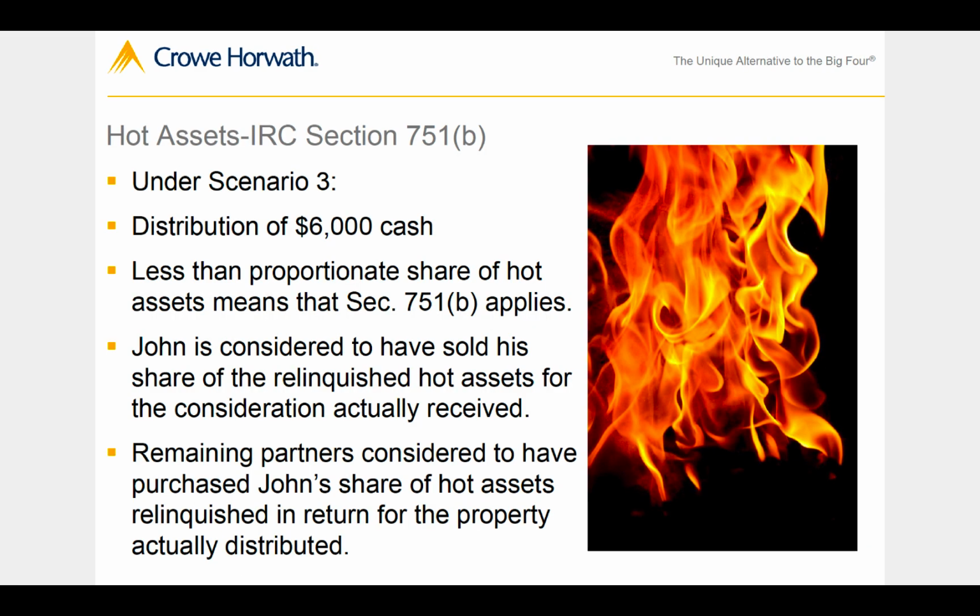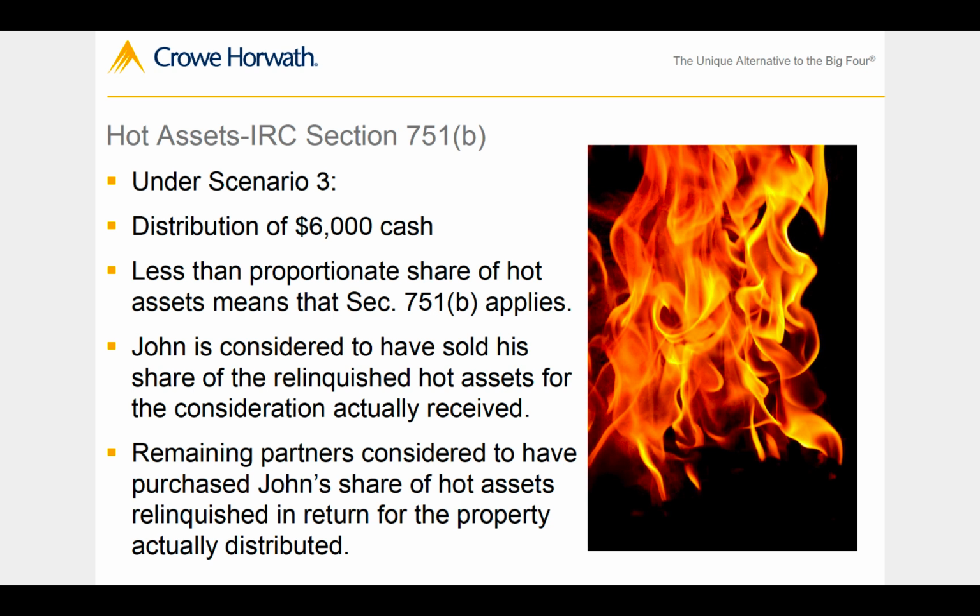So here, under this scenario, we're going to distribute $6,000 of cash to John. This is probably the easiest thing to do just from a practicability standpoint, because John probably doesn't want inventory. He probably just wants cash. He wants to cash out of his partnership interest. But the problem is this is not proportionate. So this is a Section 751 taxable transaction.